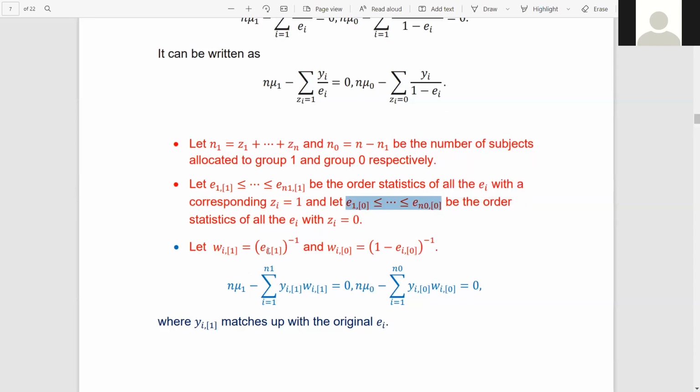So then we define the weights, the weights in terms of order statistic. And this is the weight for the treatment 0 group in terms of order statistic. So then we can write down this formula in terms of this order statistic. So this is the ordered weights. And these are just this YI, we just reorder them so that they will correspond to the same weights or the same propensity score.